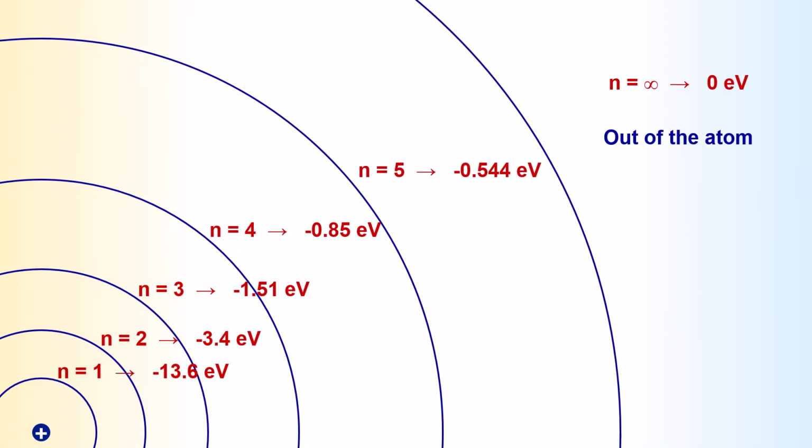As shown on the screen, the electron in the infinite orbit is completely outside the atom and is no longer attracted by the nucleus. Therefore, its energy is 0.